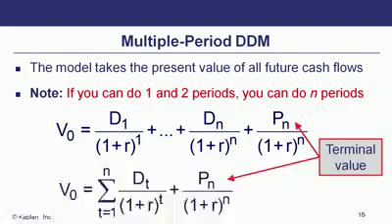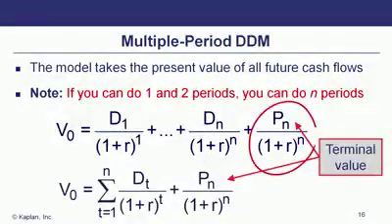And then you could go on for as long as you like. So we've done 1 period, we've done 2 periods. As long as you have a price at some point in the future to act as your terminal value, you can do n periods. I think it's unlikely in the exam you'd be given any more than 2 or 3 periods because it doesn't really achieve anything.